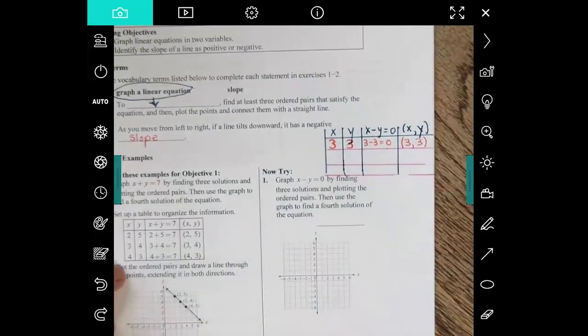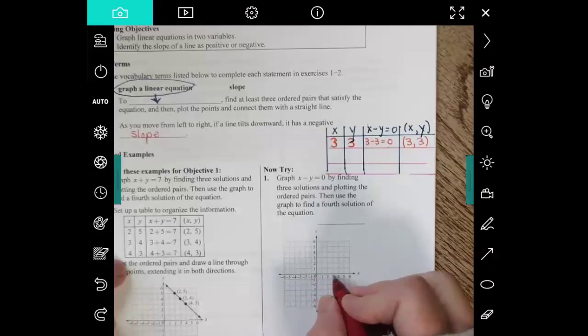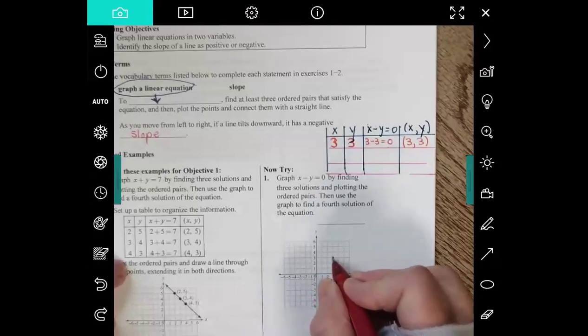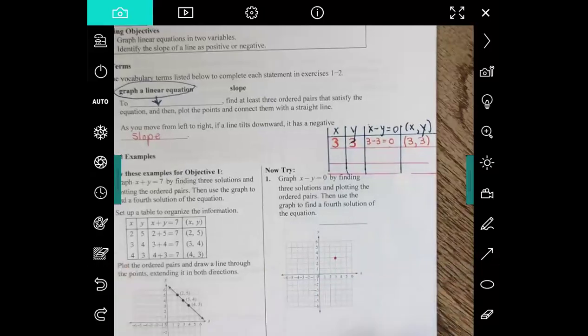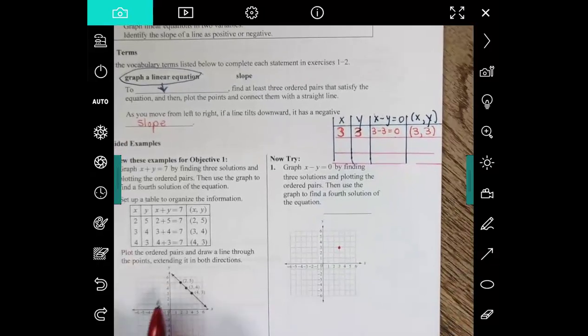And that's what I'm going to go ahead and put right now while I'm at it. Go to 3, up to 3. There's the point, 3, 3. I assume they want you to label these, but I'm not going to. Okay, let's do the next one.